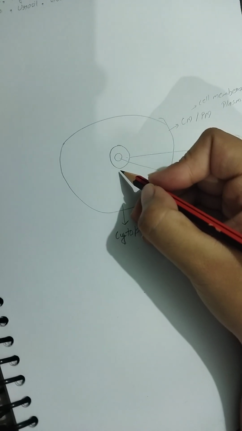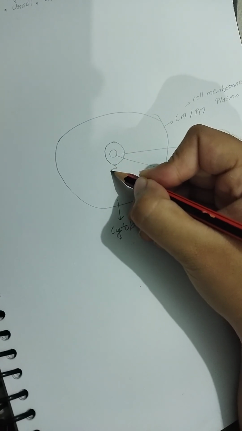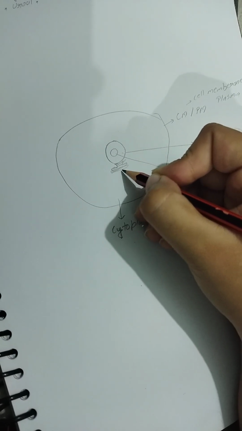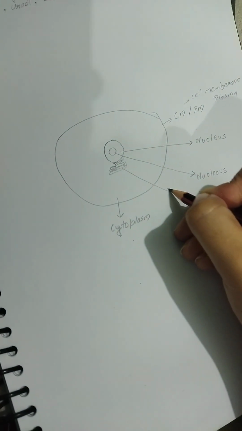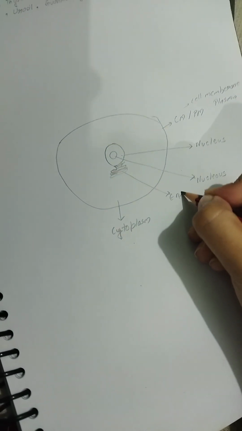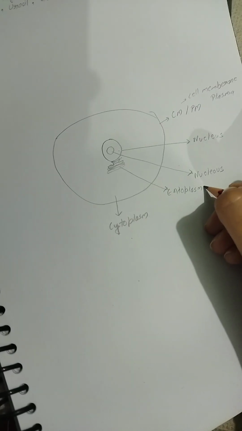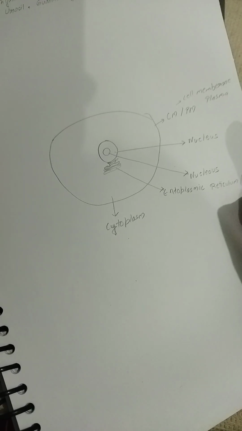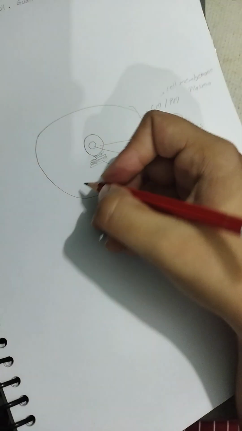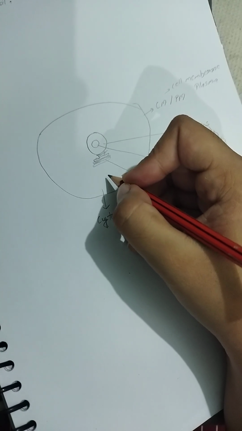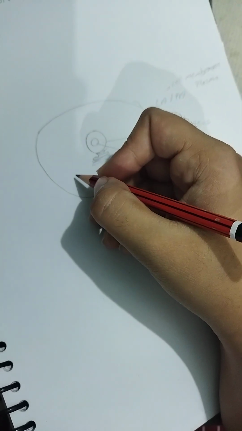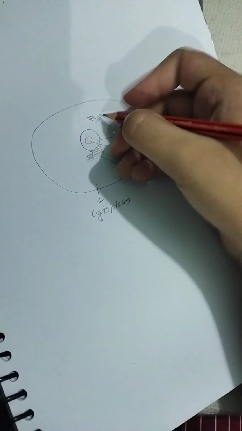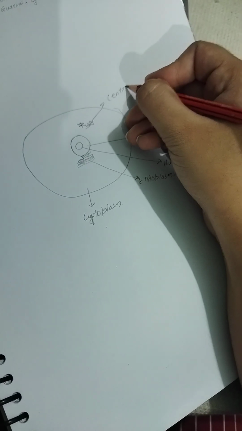And around the nucleus we find this type of structure. We call it the endoplasmic reticulum or ER. And inside it we find many cell organelles, like there is a star-like substance. We call it centrioles or centrosomes.